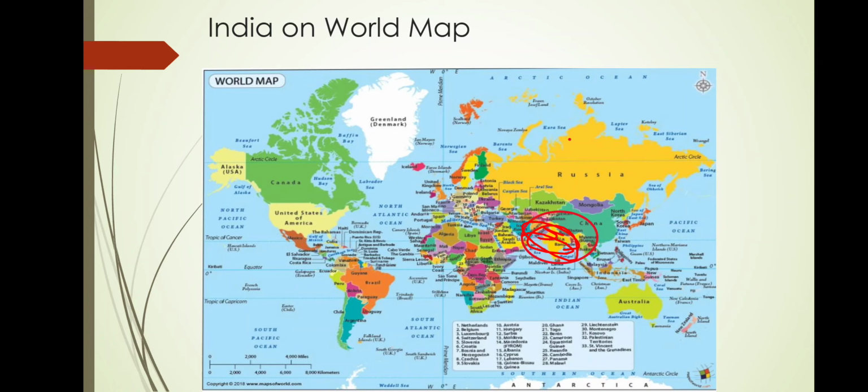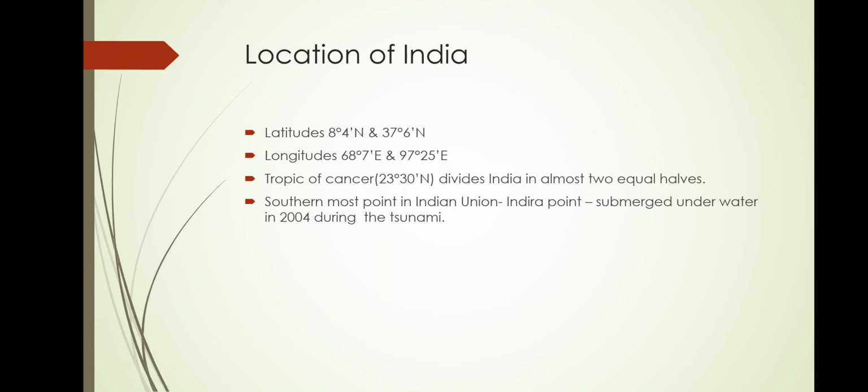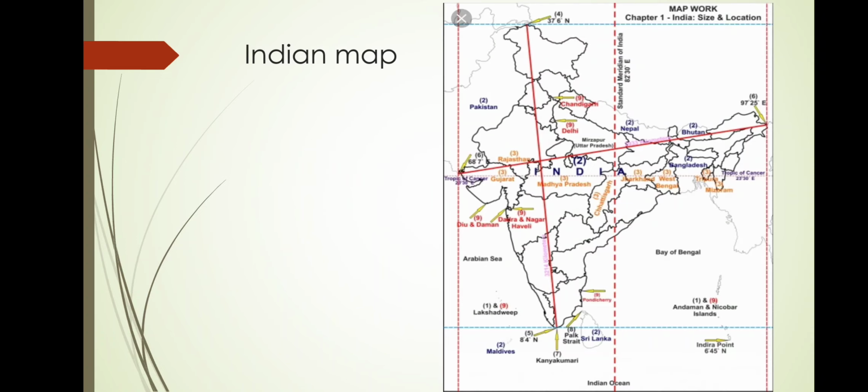Okay, now let's continue. Let's understand the location of India through certain important facts. If you remember 6th class, we understood that to locate any place we need longitudinal extent and latitudinal extent. So first of all, we will understand the latitudinal extent. Here you can see the map, and it is also in your book.